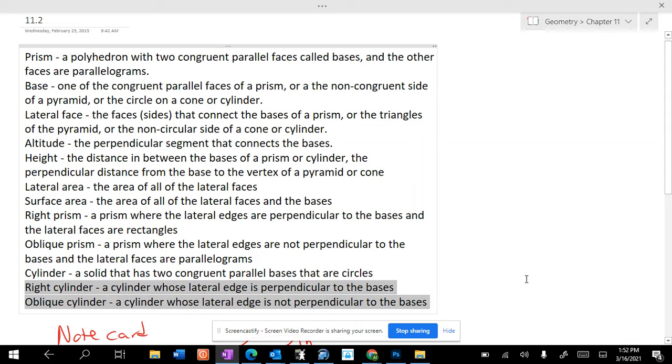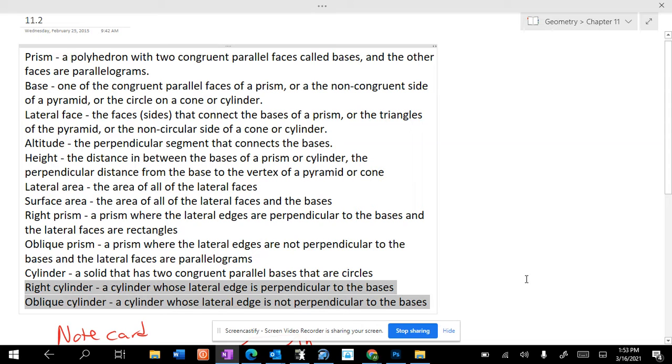Okay? So base is the top and the bottom. A lateral face is the sides. So this one has 1, 2, 3, 4, 5, 6 lateral faces. Okay? 6 lateral faces. Look how it changes color. That is really cool. Okay.